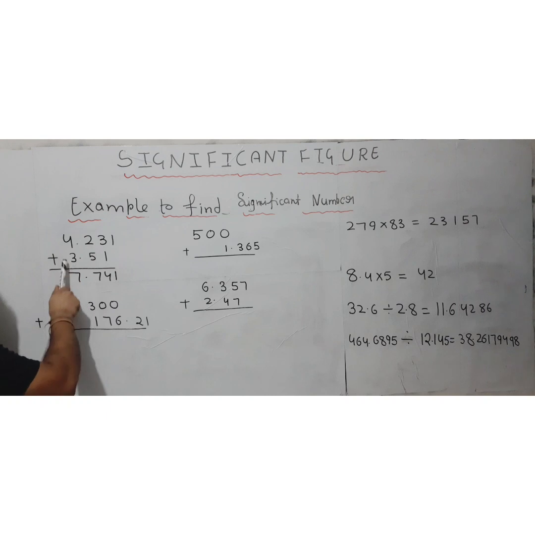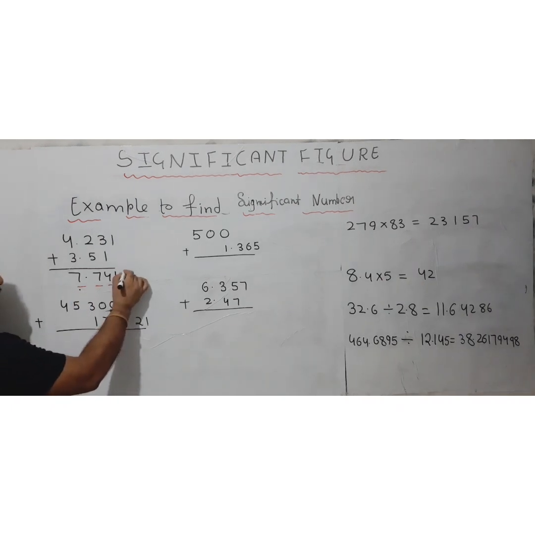Now in these two numbers, the minimum number of significant figures is here, only 3, whereas here it is 4. So our answer should be in the minimum number of significant figures, that is 3. So it should be in 3 digits only, that is 7.74. So we are considering only these 3 as significant figures.